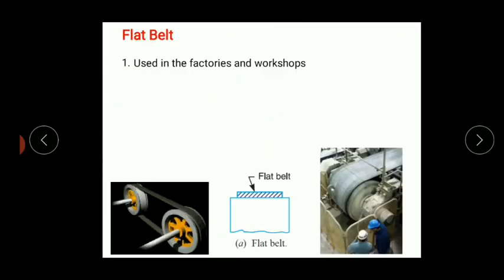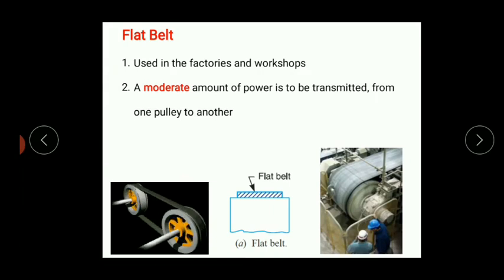It is used in factories and workshops for a moderate amount of power transmission, and when the two pulleys between which the motion has to be transmitted are not more than 8 meters apart. So this is the criterion for the flat belt: the maximum power transmission distance is not more than 8 meters. It should always be less than 8 meters. You cannot transmit the power more than 8 meters apart. So from 2 to 3 meters up to 8 meters you can transmit the power with the help of a flat belt.